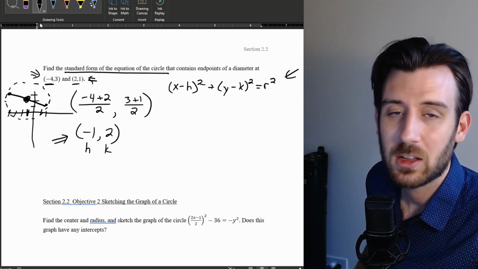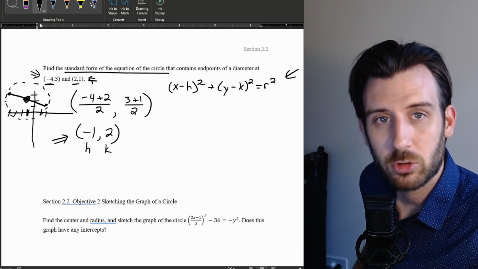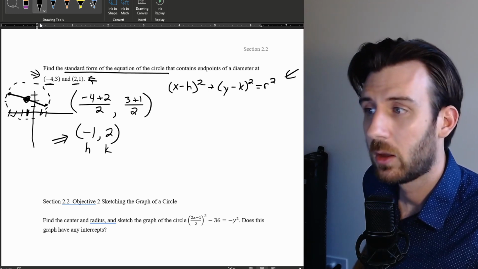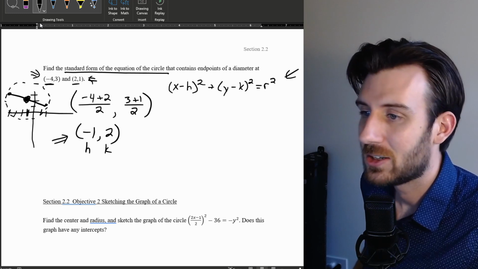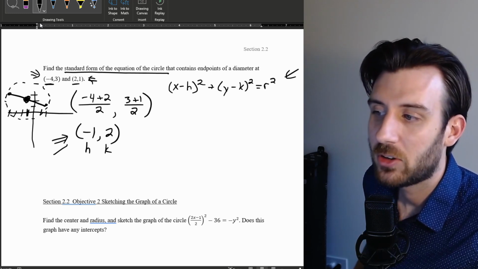Find the distance between the center and either of those two points, and you have the radius. That's what it means. I'll tell you another way that I think is kind of interesting. What if I accidentally made a mistake for this problem?